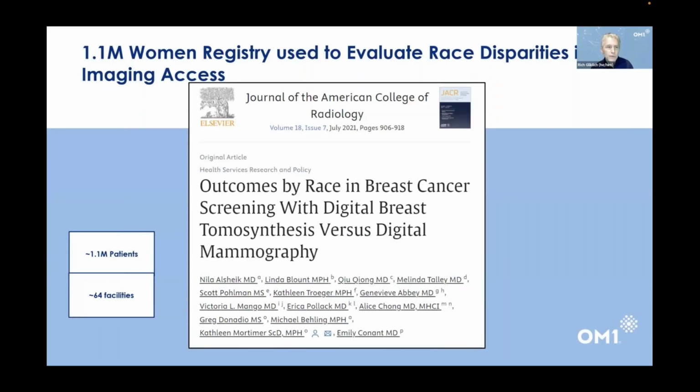Using the same technology, we've looked at creating a large registry, in this case, over 1 million women, both retrospectively and prospectively, to follow them over time. These are all women who qualify for screening for breast cancer. They don't necessarily have breast cancer, nor do they necessarily have screening, but they simply qualify for screening.